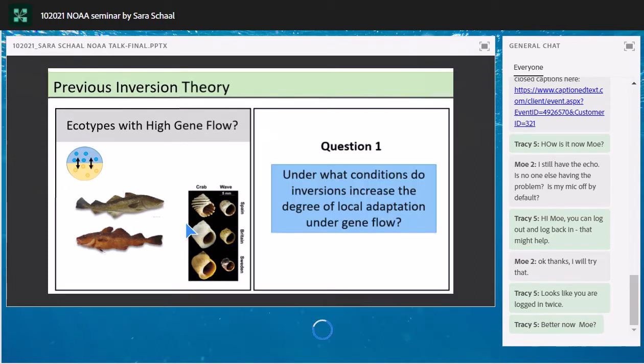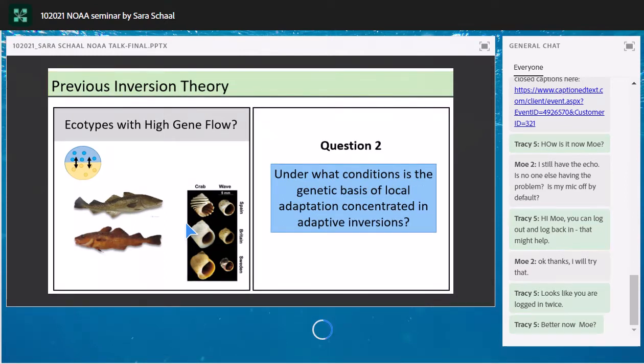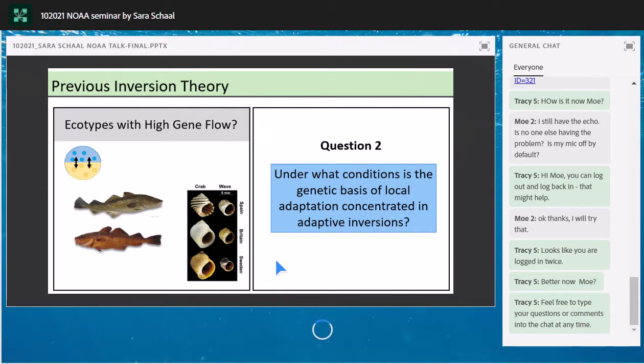And here I ask the first question: under what conditions do inversions increase the degree of local adaptation under gene flow? To build on this, because we know the genetic basis of the traits that we're simulating, we can also identify when local adaptation is actually concentrated in those inversions, or when it's both in inversions and outside of inversions. So we want to see under what conditions it will really just be concentrated in those inverted regions rather than outside of them.